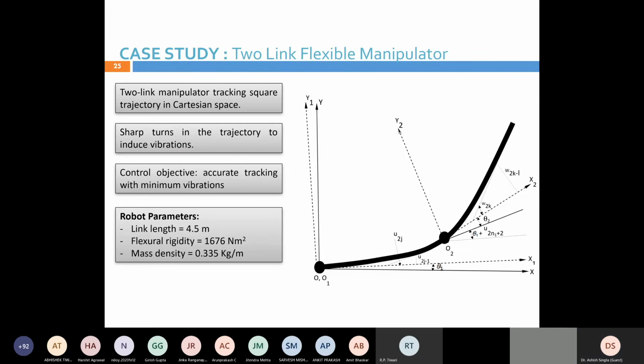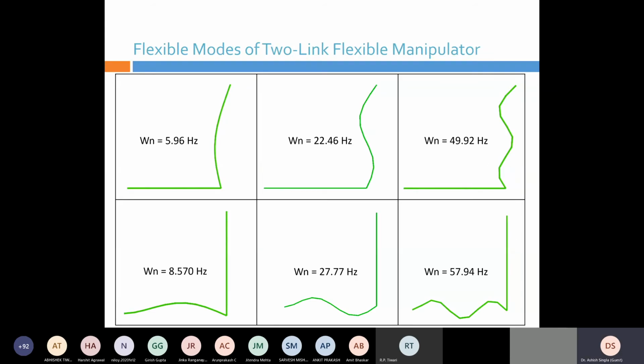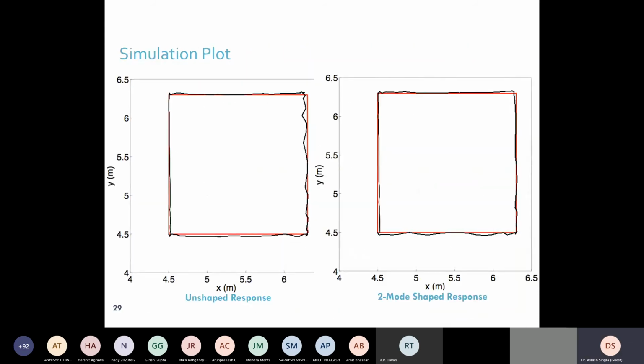So this is the case study of a two-link manipulator where all the modes are being shown. And you can see over here the response of the system, where this is a huge error, where the red one is the desired trajectory and the black one is the actual trajectory. With the help of shaping, we can see this error has been reduced significantly. They say 20 centimeter error because it is a very huge long manipulator, and this error has been reduced to 5 centimeters. So you can say there is a 75% reduction in the error.